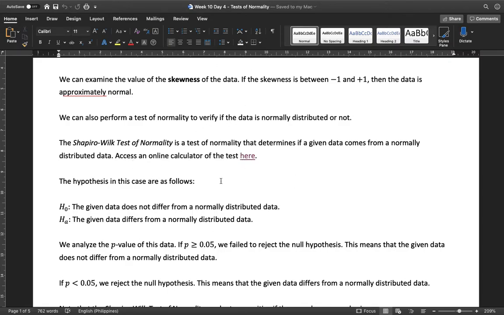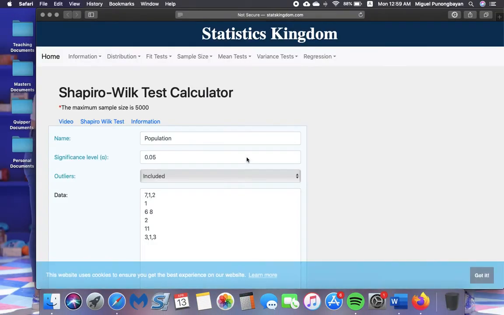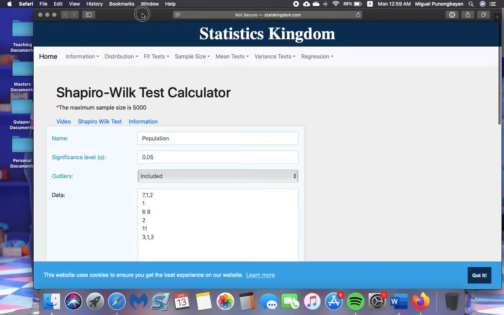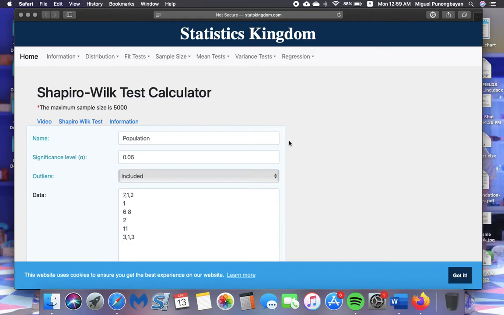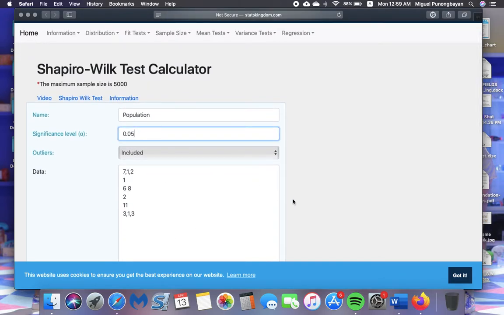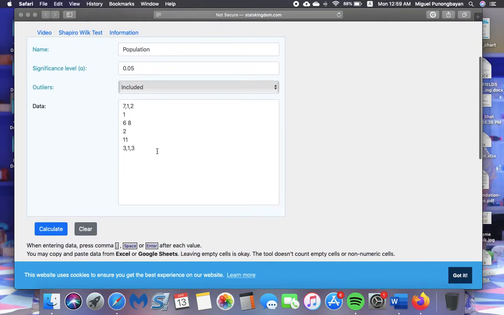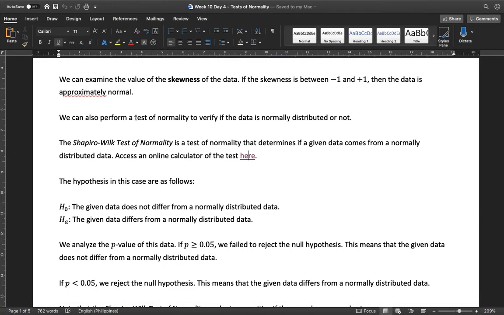Bibigyan ko yun ng document na to. Click nyo lang and it will lead you to this website. Yan. So you can input the significance level 0.05 and input data here. And it will tell you if your data is normally distributed or not.